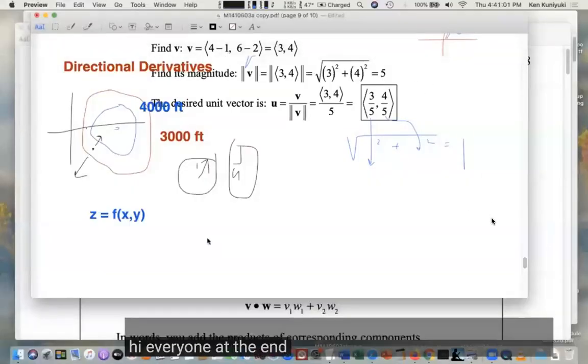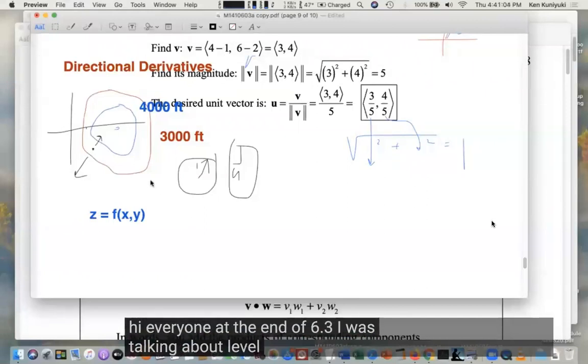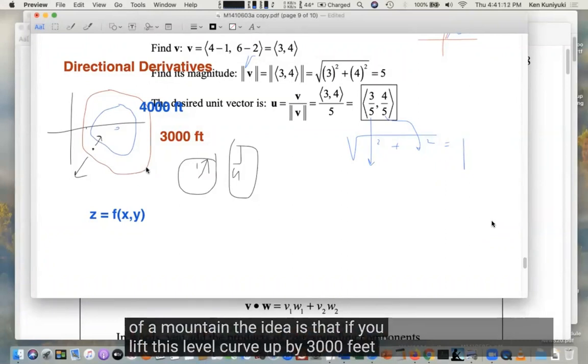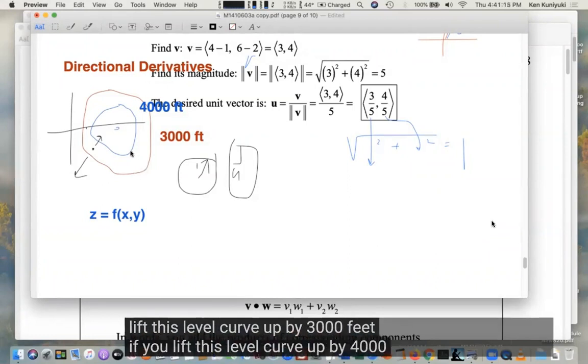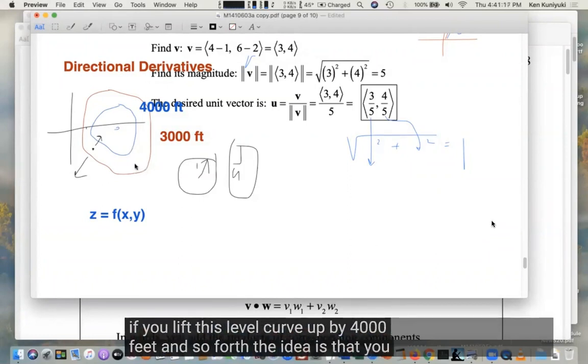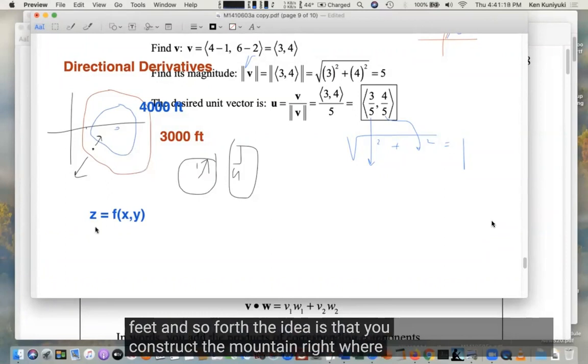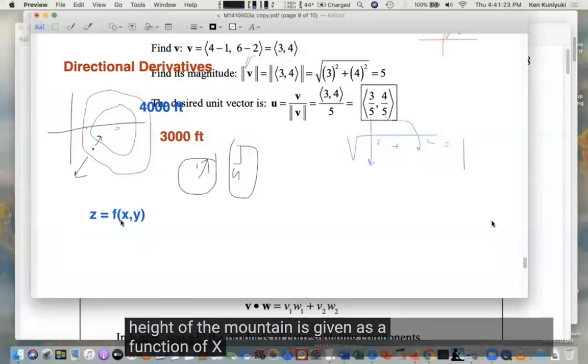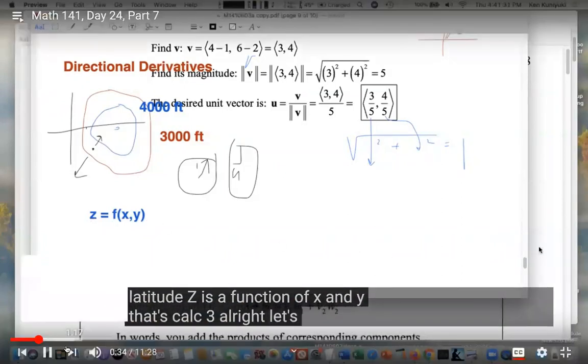Hi, everyone. At the end of 6.3, I was talking about level curves in a contour map for heights of a mountain. The idea is that if you lift this level curve up by 3,000 feet, if you lift this level curve up by 4,000 feet, and so forth, you construct the mountain, right? Z, the height of the mountain, is given as a function of X, the longitude, and Y, the latitude. Z is a function of X and Y. That's Calc 3. All right, let's go to 6.